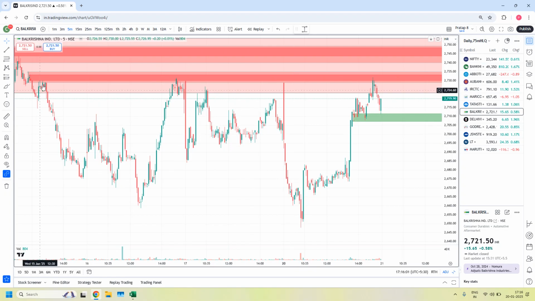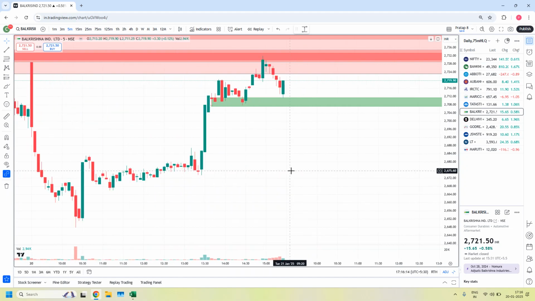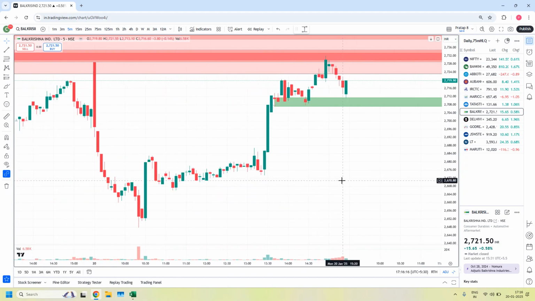So that way we predicted this could be a high liquidity zone. Multiple times this zone was tested, and sometimes this zone also created LOTL zones. All these are price action clues. So that way Balakrishna Industries has given a successful trade.